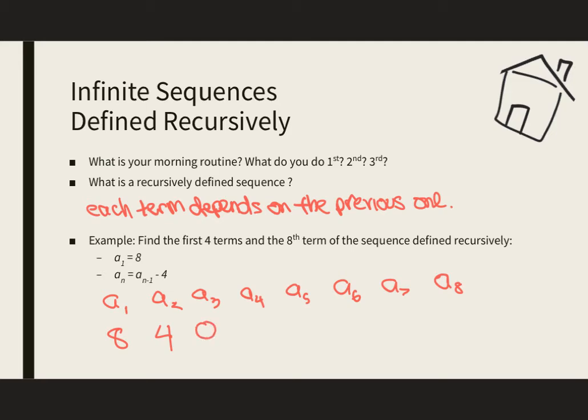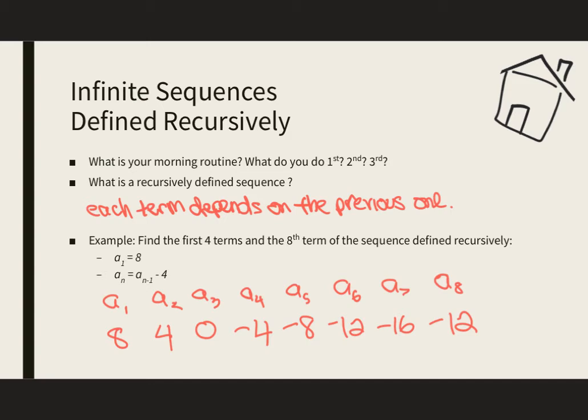Then we subtract 4 again. And we could keep going negative. There's nothing keeping us from having negative values. Negative 8. I could have stopped at negative 4 and done the rest in my head, but I might as well just write it out. Negative 16 for the 7th term, and therefore the 8th term is negative 12.